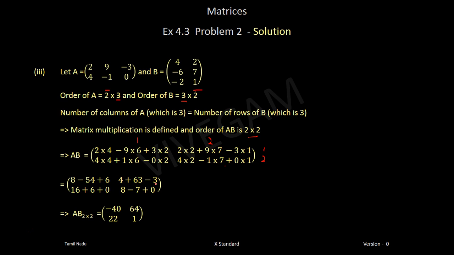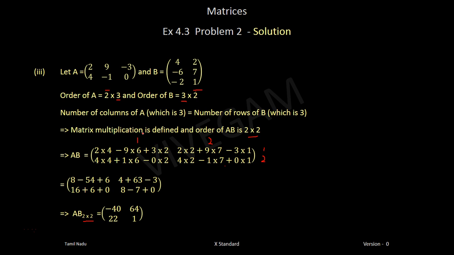This is 63 minus 3 is 60. 60 plus 4 is 64. This is 16 plus 6 is 22. And 8 minus 7 is 1. Now what's the order of the matrix? 2 rows are there and 2 columns are there. So it is a 2 by 2 matrix.